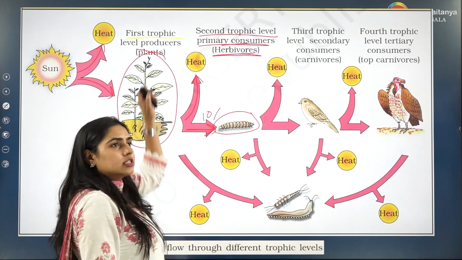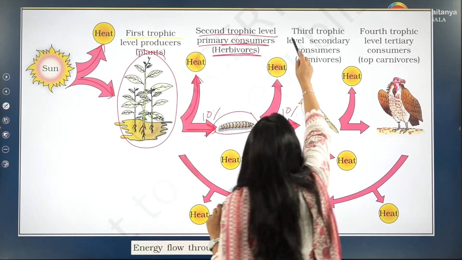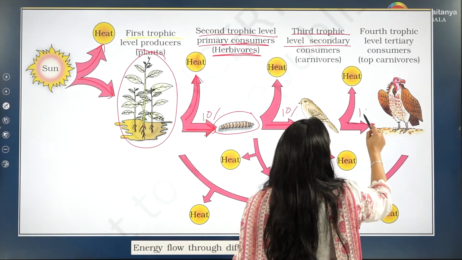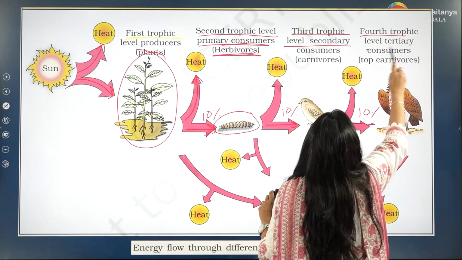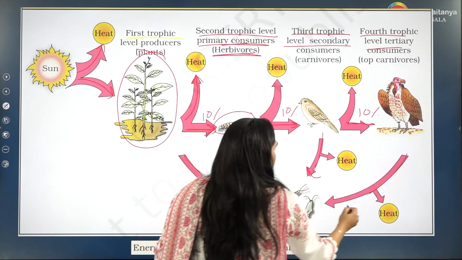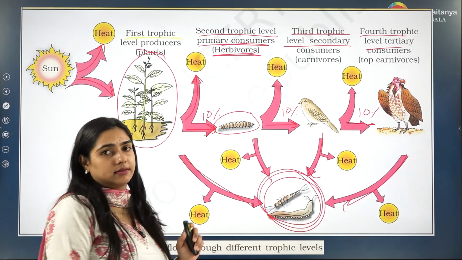The rest is lost as heat. Again, 10% of the energy will go to the third trophic level, then again 10% will go to the fourth trophic level. And from every trophic level, if an organism dies, it is converted into detritus.